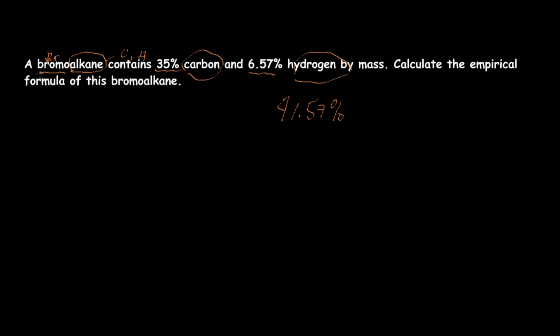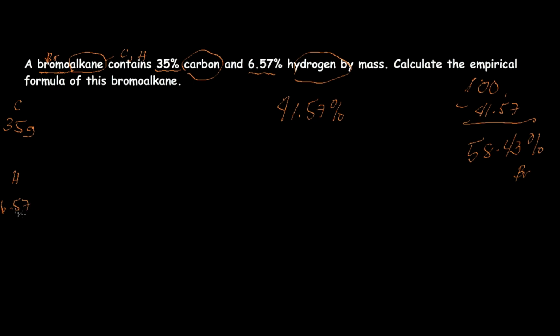And again, we have bromine. So to get the percentage of bromine, you have to subtract 41.57 from 100. This will give us 58.43% bromine. Now that we all have the percentages, let's assume that 100 grams of compound is available. So this means that carbon will be 35 grams, hydrogen will be 6.57 grams, and bromine will be 58.43 grams.